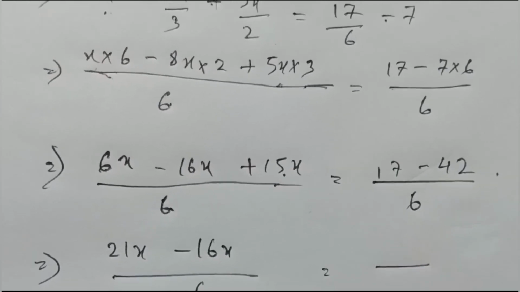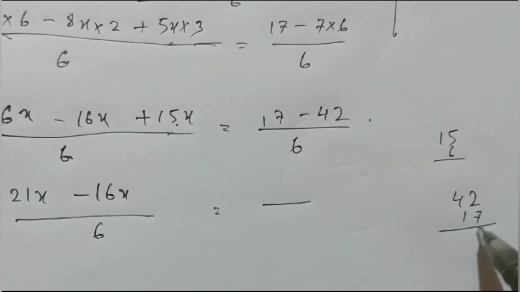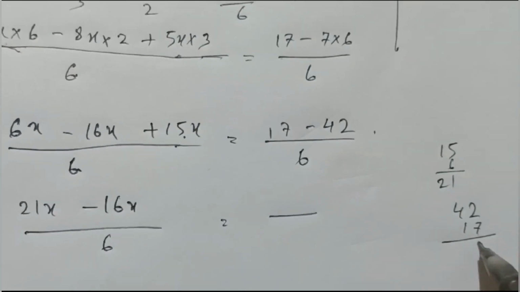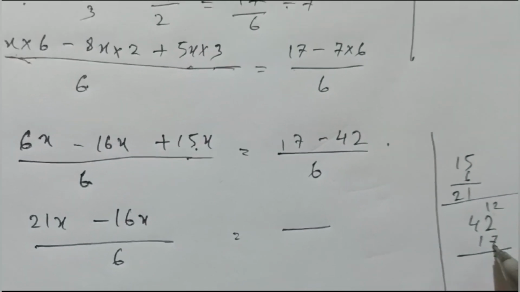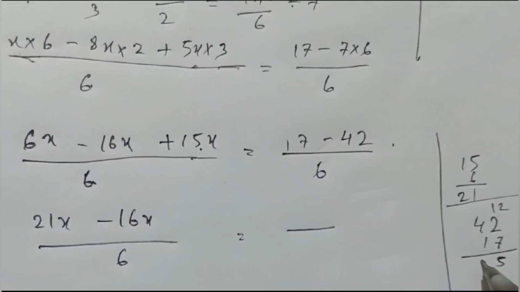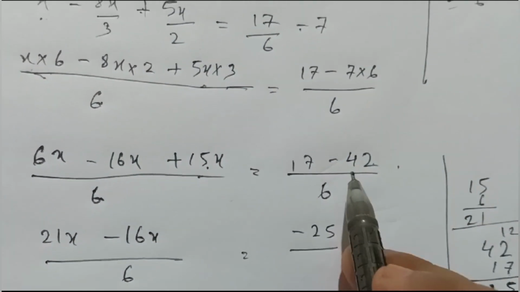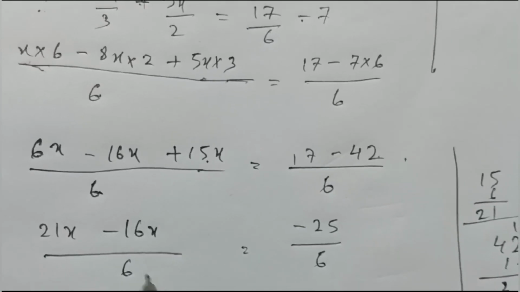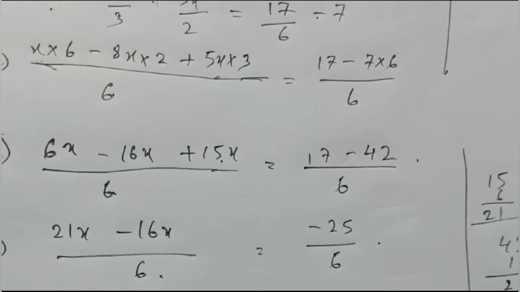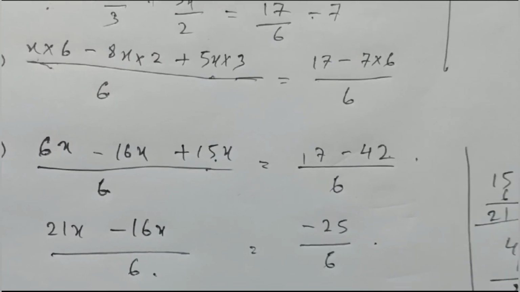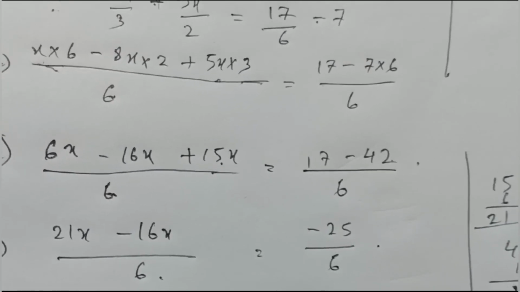And this one, if you minus, 42 minus 17, how much will you get? 25. That means minus 25 we have to do, because 42 is bigger than 17. Then 6, then we can carry this one across here. Then 21 minus 16, how much will we get? 5. Then the answer will be 5x, and this minus 25 by 6.